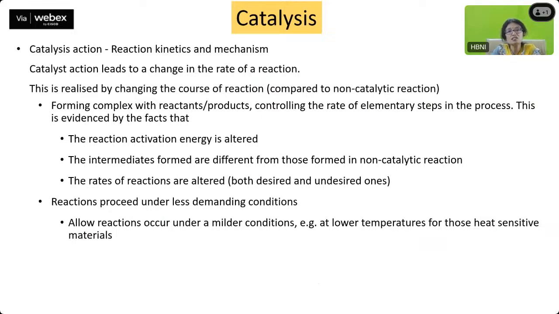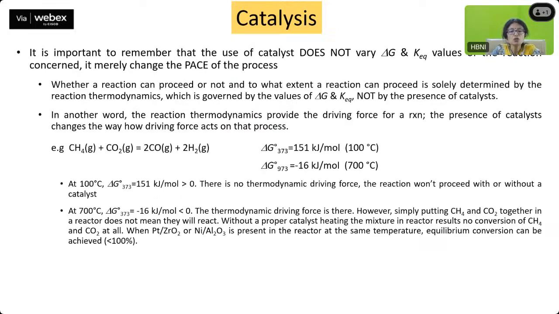So the reaction proceeds under less demanding conditions. A catalyst allows a reaction to occur under milder conditions, maybe at lower temperature, and this is very advantageous for heat sensitive materials. You have to remember that a catalyst does not vary the delta G or the equilibrium constant values of the reaction. It merely changes the pace of the process.